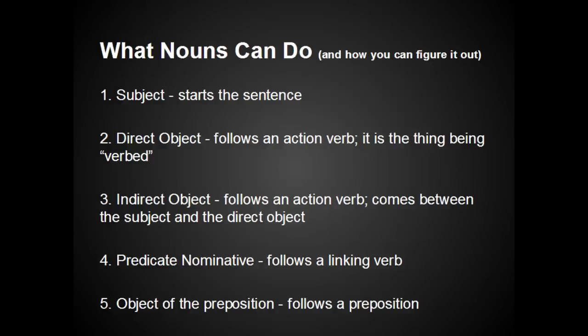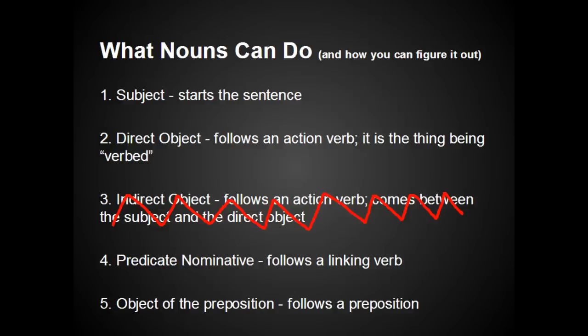Number 3, nouns can also act as indirect objects, but to my knowledge, I don't remember any gerunds acting as indirect objects. So for now, I'm going to cross this out. If somebody wants to correct me about that, that's fine. Gerunds, nouns, can also act as a predicate nominative. Remember, a predicate nominative follows a linking verb, and it renames the subject. The very last thing that a gerund can do, that a noun can do, is act as the object of a preposition, and we can identify objects of the prepositions because they always follow a preposition.